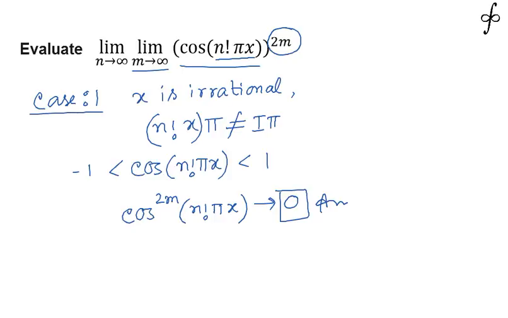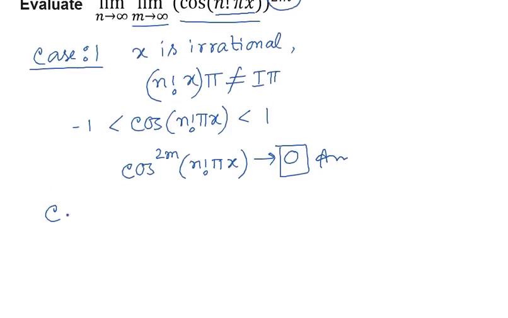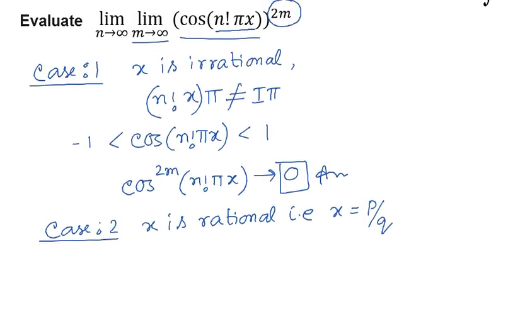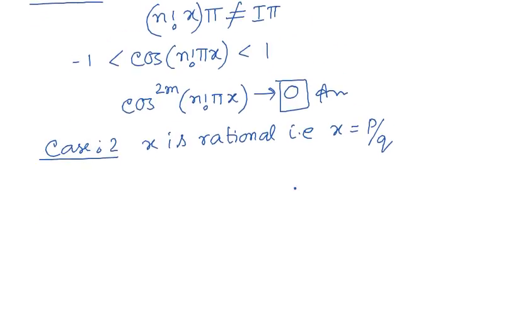Okay, and we'll be taking another case, that is case 2, which is when x is rational. So if x is rational, that is, we are taking x to be of the form p by q, where p and q are two integers. So if x is of the form p by q, then what happens to the angle n! π x, where x is p by q? Let's check.